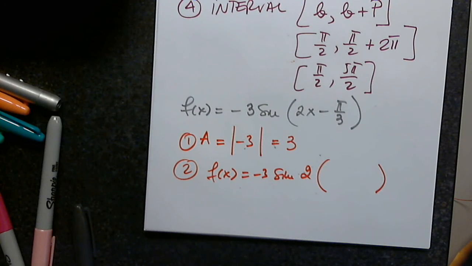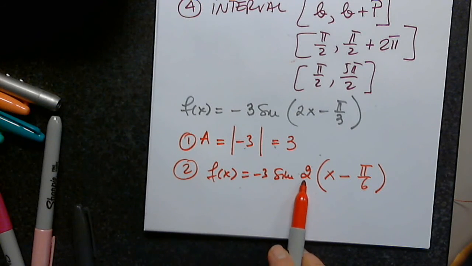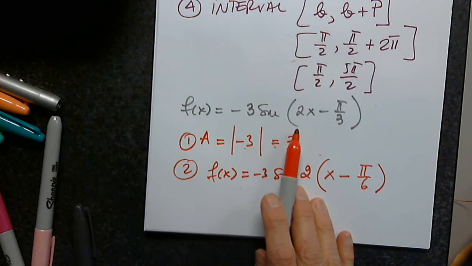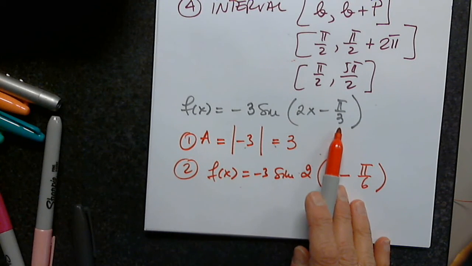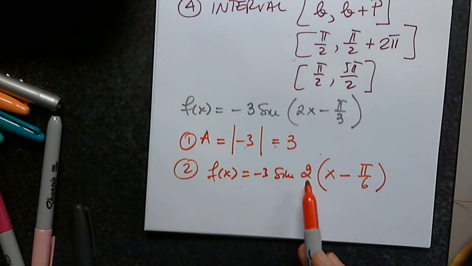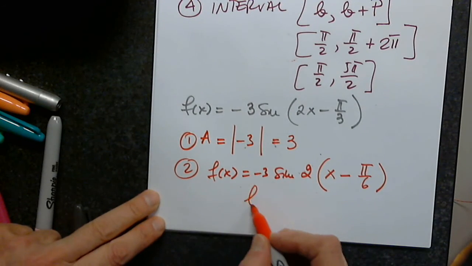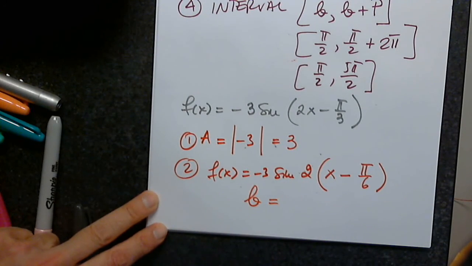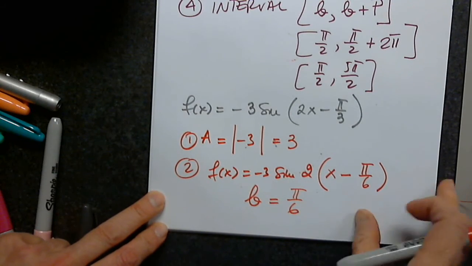So x is x, minus is minus. Thank you. Let's check and make sure that this is true. Is 2 times x 2x? Yes. Is 2 over 1 times pi over 6 the same as pi over 3? Yes. Right? 2 over 1 times pi over 6. Agreed? Very good. So now I have the phase shift, which is pi over 6.